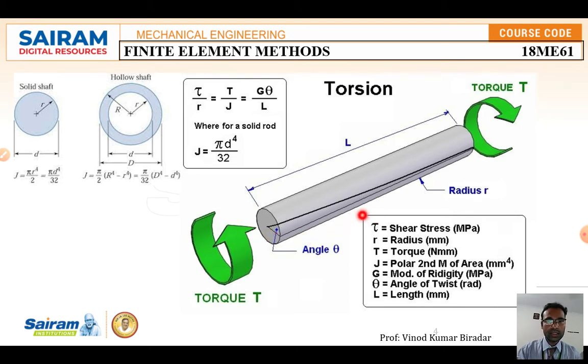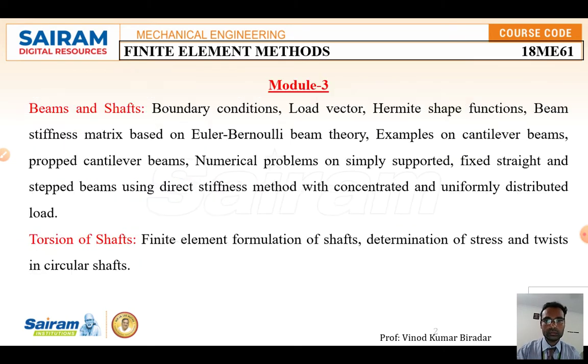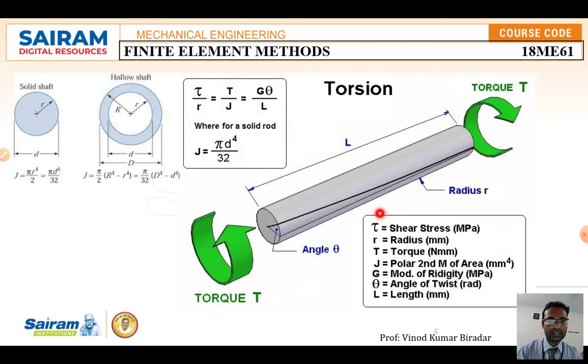Here are the notations. Tau is the shear stress, measured in megapascal. R is the radius, T is the torque. J is the polar second moment of area. G is the modulus of rigidity, theta is the angle of twist that takes place when you apply the torsion on this element, and L is the length of the element.